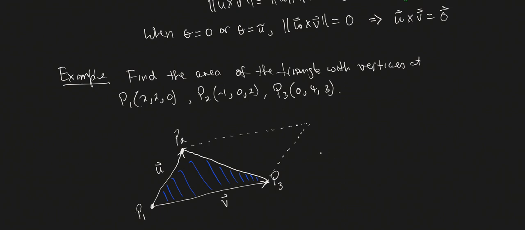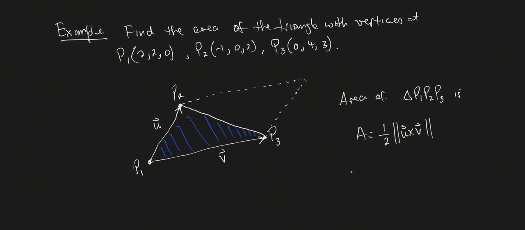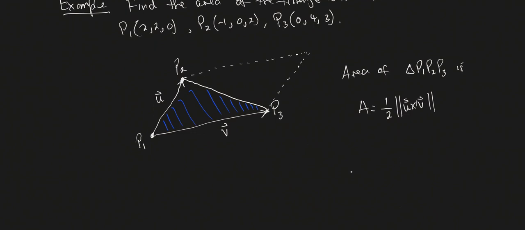So this is what we're going to do. The area of triangle P1, P2, P3 is 1/2 of the magnitude of the cross product of U and V. All right. So there are a few steps that we have to go through, right? The first step is to find U and V. So let's go ahead and do that. So let's find U.